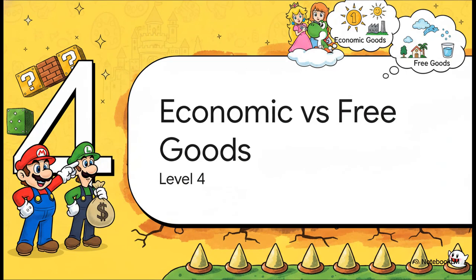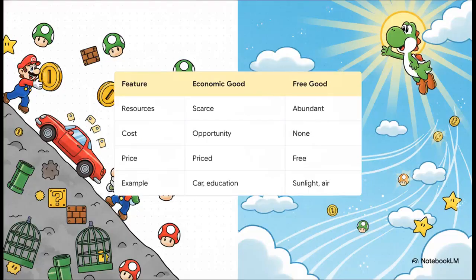And now we've reached the boss level, level 4, economic versus free goods. It's time to clear up a major misconception about what things really cost. Here's the truth. Almost everything we desire in life is an economic good that requires scarce resources. True free goods are actually incredibly rare. Economic goods require limited inputs, they always carry an opportunity cost, and yes, they usually have a price.